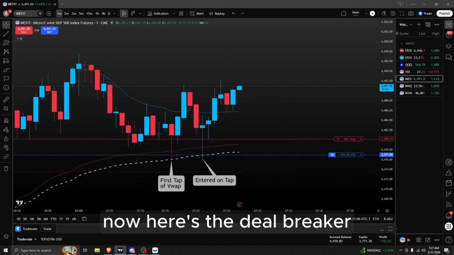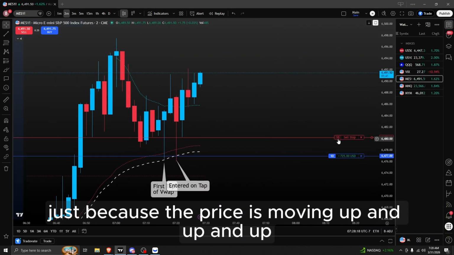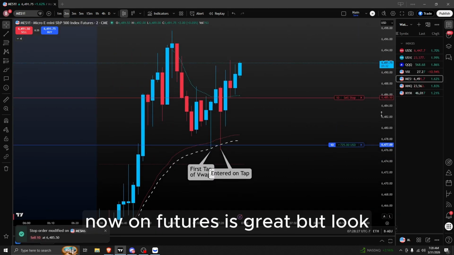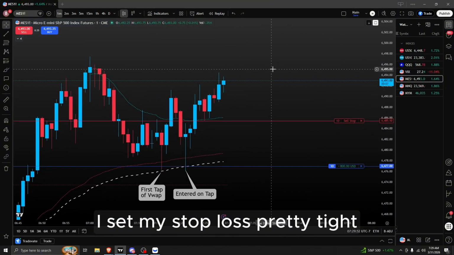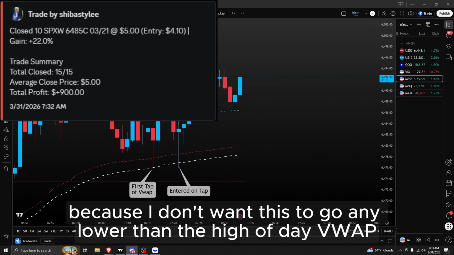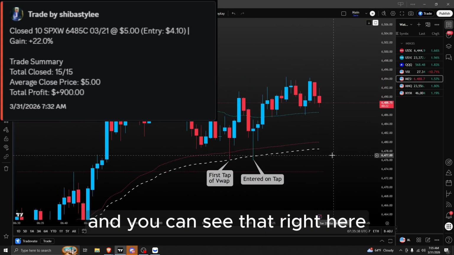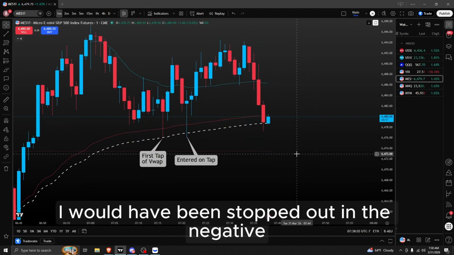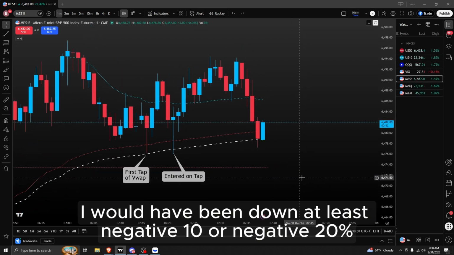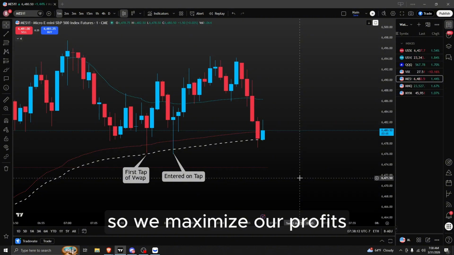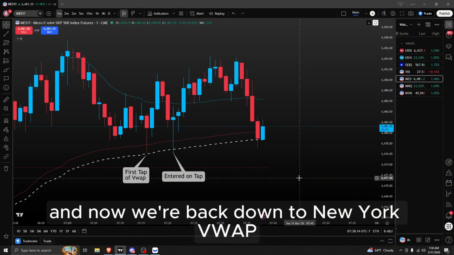Now here's the deal breaker. Just because the price is moving up and up and up does not mean that the contracts are moving all that great. Now on futures is great, but look, I set my stop loss pretty tight because I don't want this to go any lower than the high of day VWAP. And you can see that right here, we actually break down below it. And if I stayed in that trade, I would have been stopped out in the negative. I would have been down at least 10 or 20%, ruining the trade and the profits. So we maximize our profits, and now we're back down to New York VWAP.